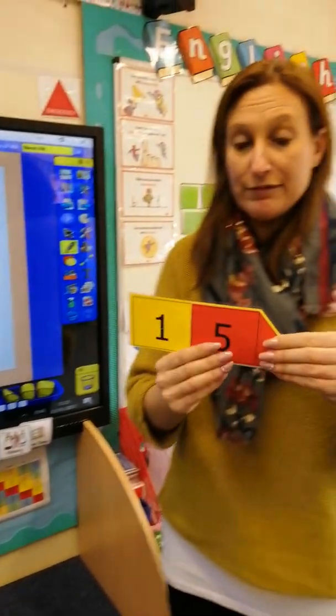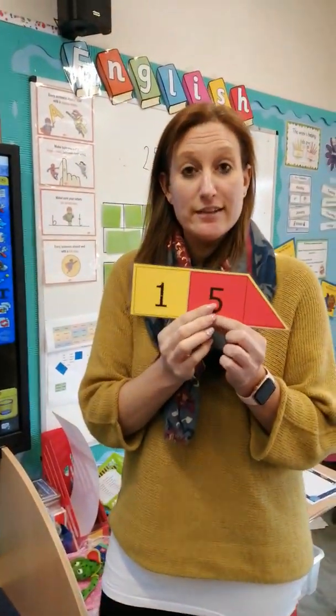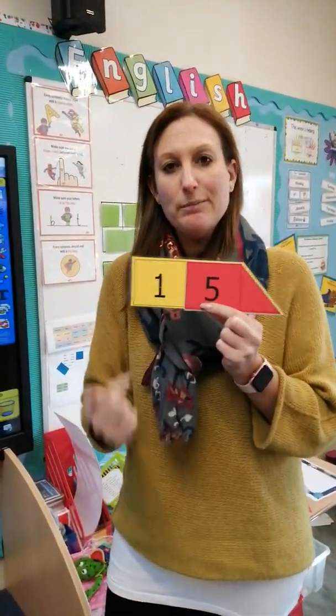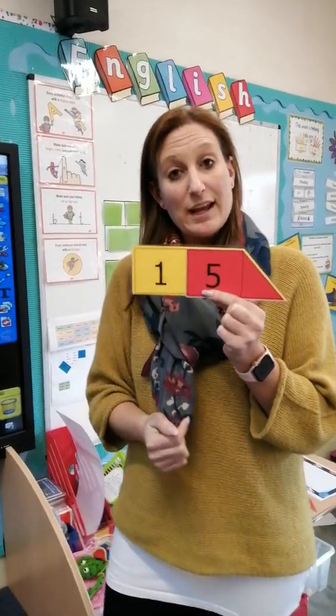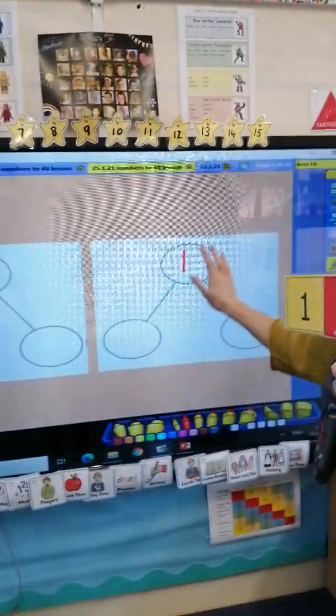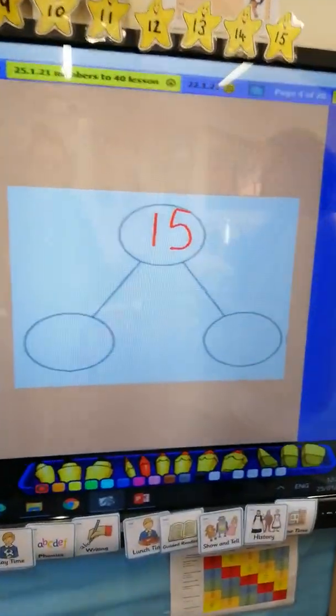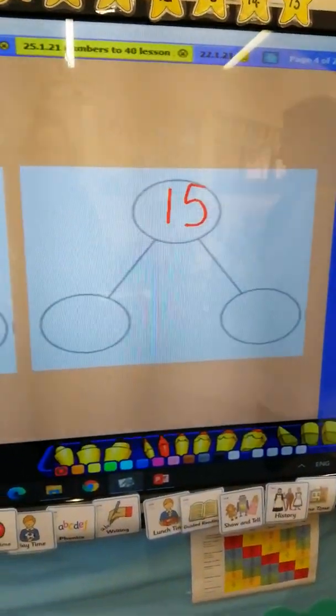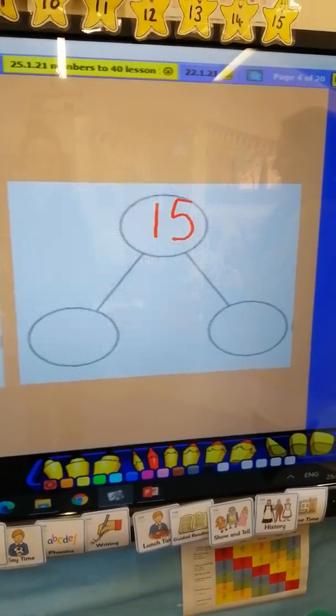If I have a look at the number 15 and I partition this into two parts, what two numbers will I have? I'd like you now to pause the video and think about what two parts I will have if I partition the number 15. Off you go.